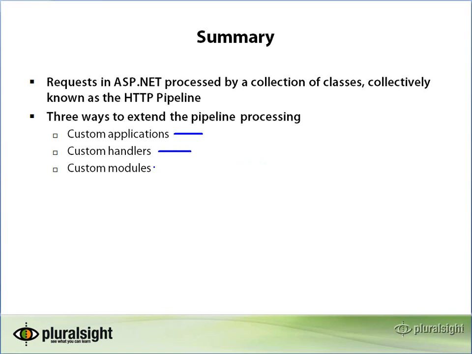And then finally, we looked at modules, custom modules. How do you build a class that can intercept or add handlers for all of the application level events that we looked at, but not be housed in a global.asax file, instead be built in a separate class definition, which you could deploy as an independent assembly and conceivably apply across all applications on a single machine.